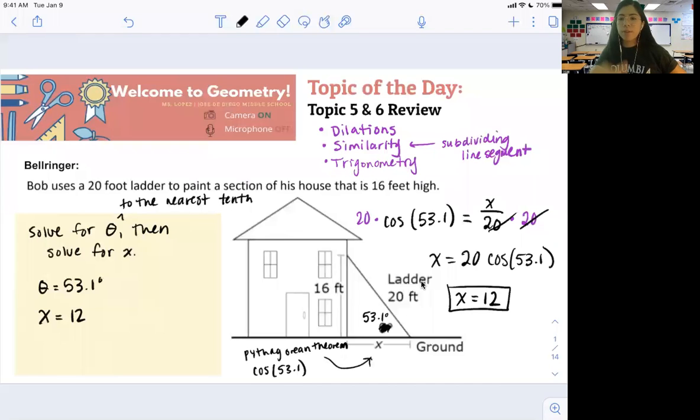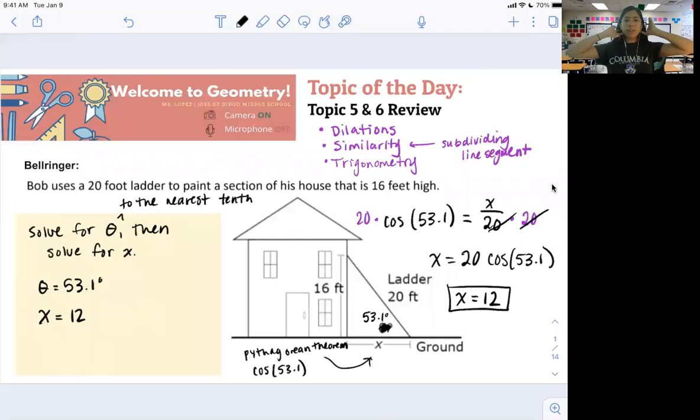So like I said, we're going to work on some problems with dilation, some problems with similarity. We'll throw a couple of subdividing line segments in there, and we'll do a few problem solving with trigonometry. I just want everybody to put it in the chat right now. Which of these 3 topics do you feel the best on?